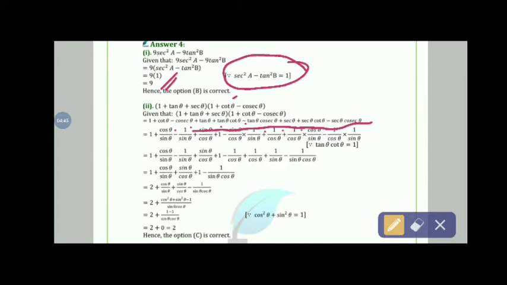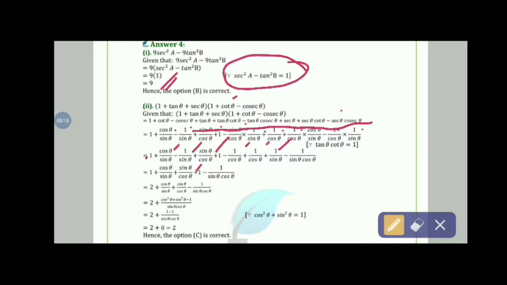Then we have sec theta is 1 over cos theta into cosec theta is 1 over sin theta, so 1 over cos theta into 1 over sin theta. Now just solving this, we have 1 plus cos theta over sin theta, 1 minus sin theta over cos theta, plus 1 minus 1 over cos theta, plus 1 over cos theta, plus 1 over sin theta, plus 1 over sin theta cos theta. After a few of the terms are cancelled out, the remaining terms are 1 plus cos theta over sin theta plus sin theta over cos theta plus 1 minus 1 over sin theta into cos theta.